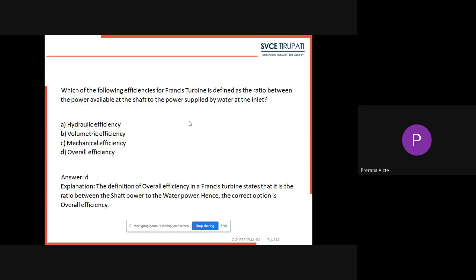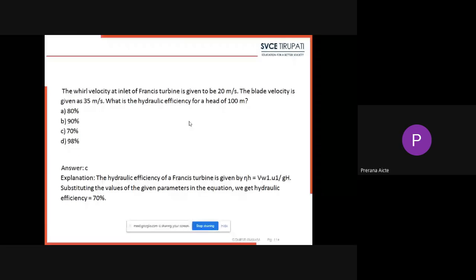And next question. The whirl velocity at inlet of Francis turbine is given as 20 meters per second. The blade velocity is given as 35 meters per second. What is the hydraulic efficiency for a head of 100 meters? So the answer is 70%.